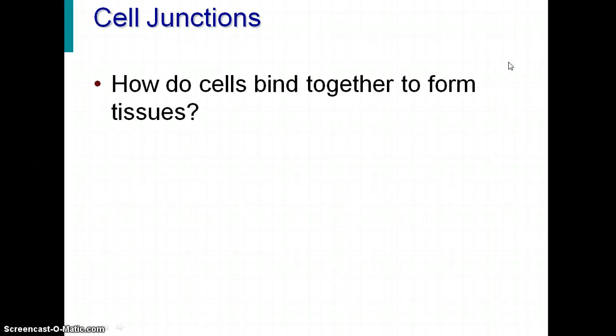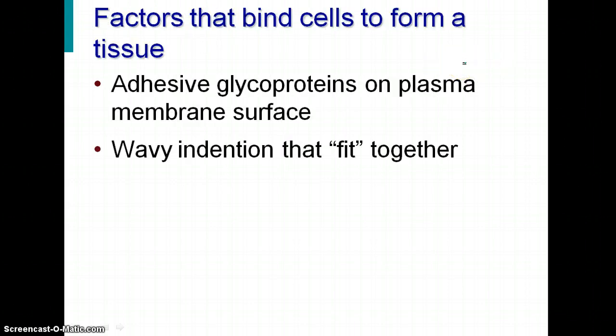Alright, so now that we have finished talking about the four primary types of tissues, we'll talk about how the tissues actually, or the cells, bind together to form the tissues. So some factors that bind cells to form a tissue. Remember when we talked about the plasma membrane? On the surface you have glycoproteins that can allow the cells to interact with each other.